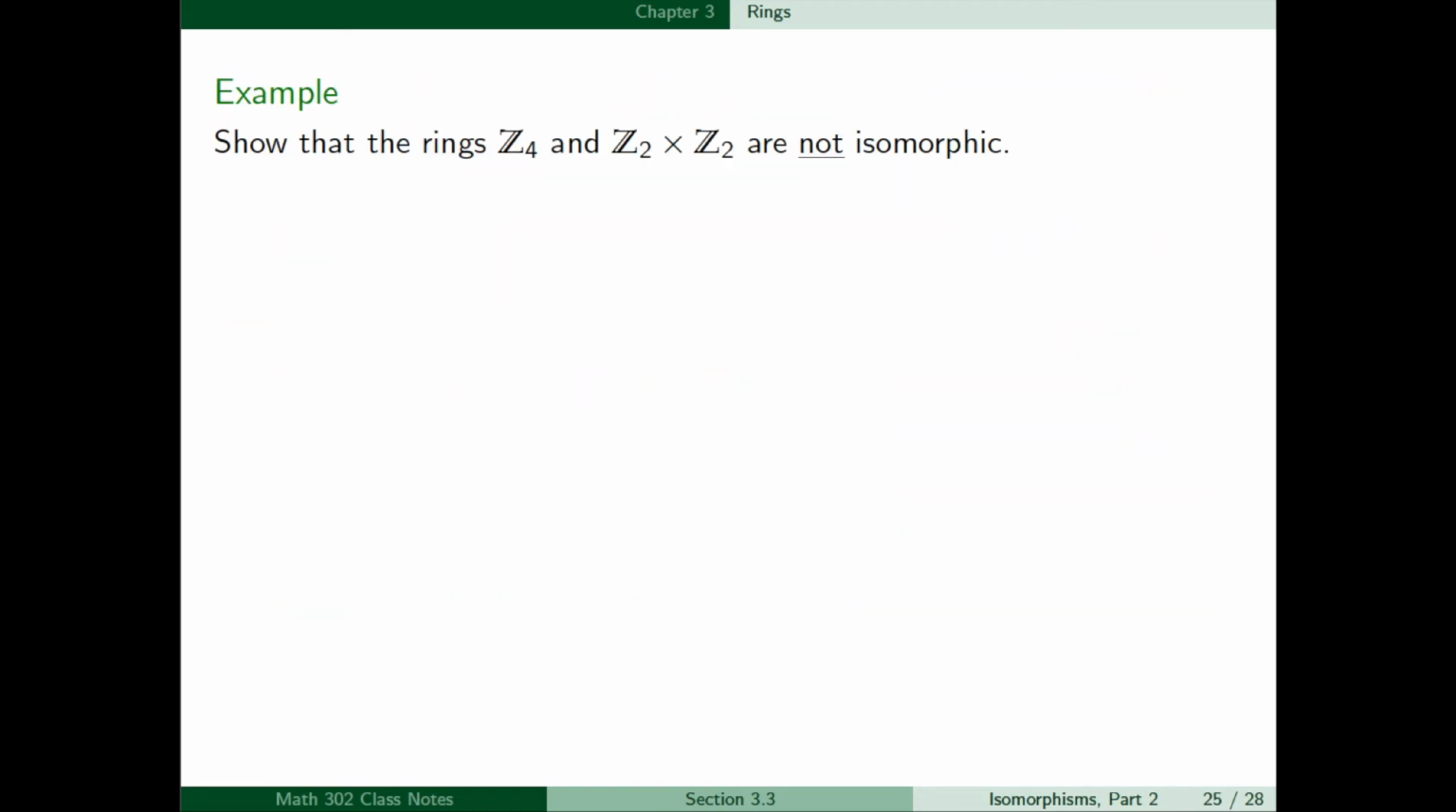For another example, let's show that the rings Z4 and Z2 cross Z2 are not isomorphic. So Z4 is the ring of integers mod 4, so that contains 0, 1, 2, and 3. And Z2 cross Z2 is the Cartesian product of Z2 with itself, so this will be the ordered pairs where each coordinate comes from Z2.